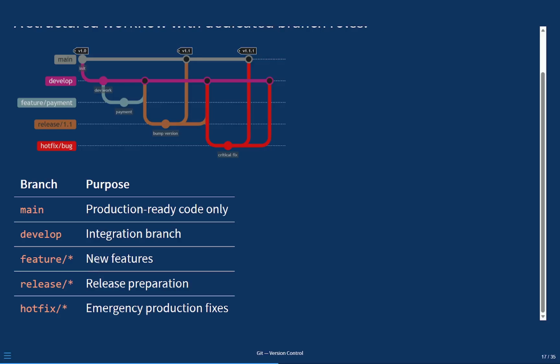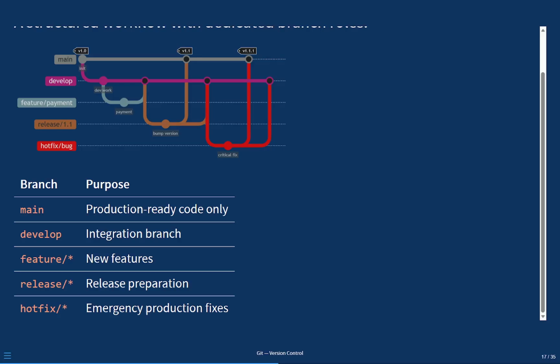When develop is ready to release, you cut a release/* branch. On that branch you do final preparations. Bump the version number, write release notes, fix last-minute bugs. Then it merges into both main, to ship it, and back into develop, so develop stays in sync. And then there's hotfix/* branches, cut directly from main for emergency production fixes. A critical bug is fixed, merged into main with a patch version tag, and then immediately merged back into develop so the fix is not lost.